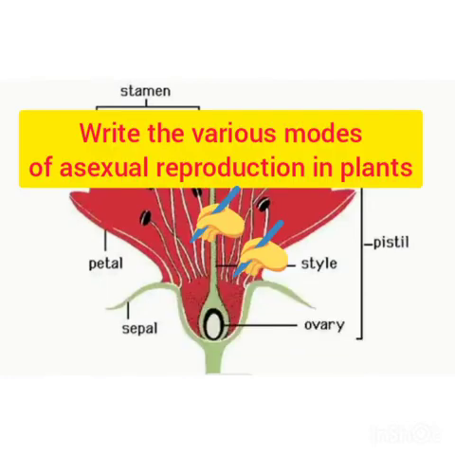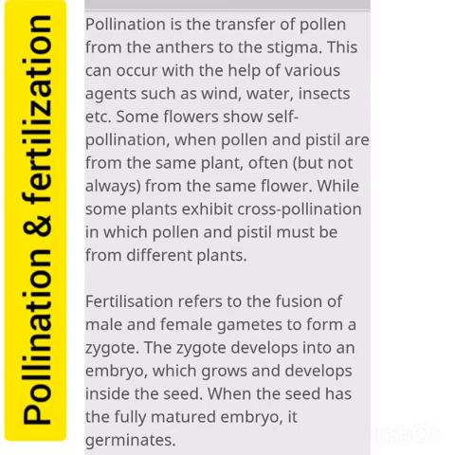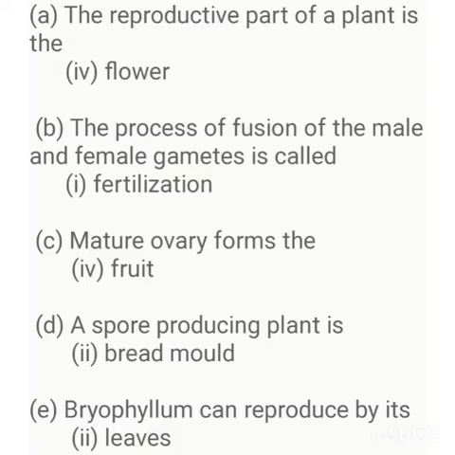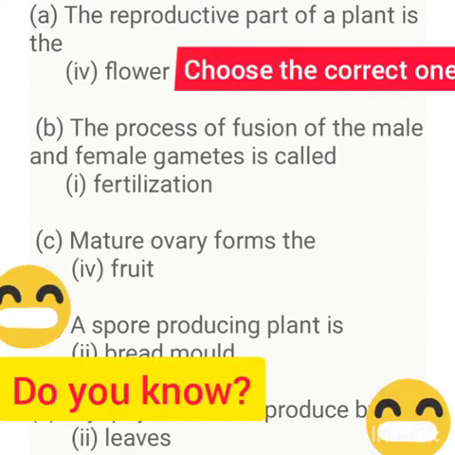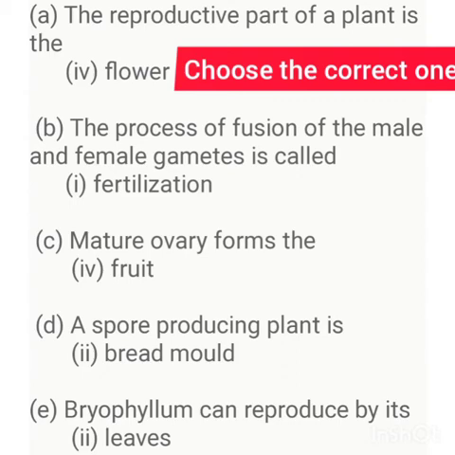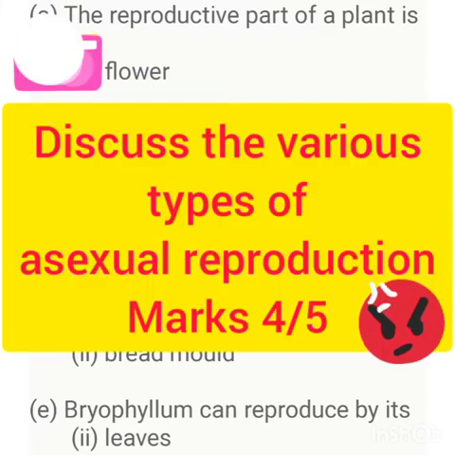Now what is vegetative propagation? The production of new individuals from the vegetative parts of the parent is called vegetative propagation. This is your answer. This is for 1 mark. Now sepal, and sepal is also known as calyx. Now write the function of sepals also.